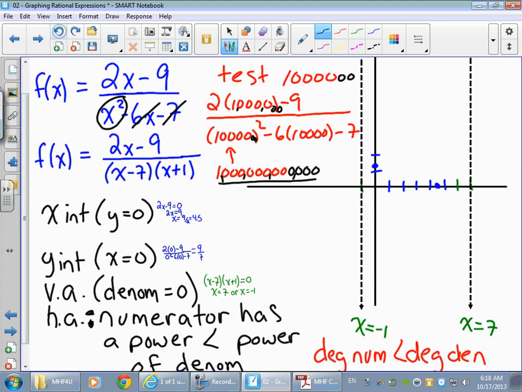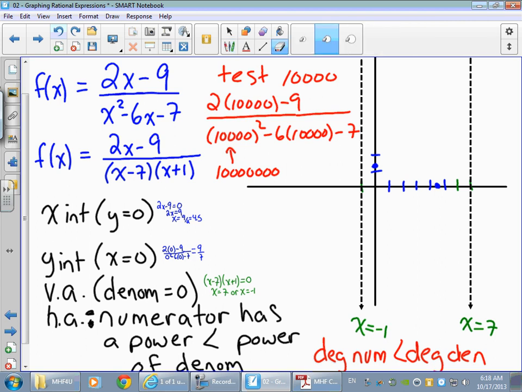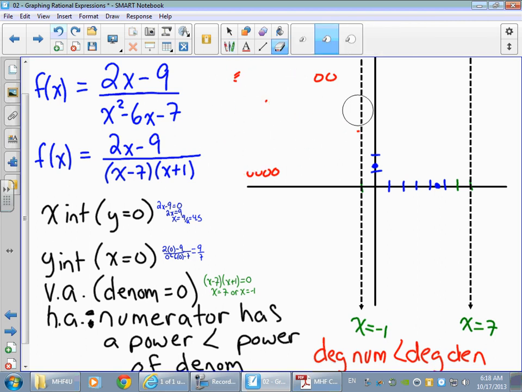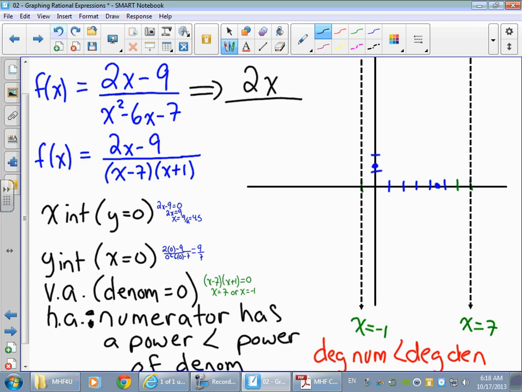So I'm going to back this up a little bit, get rid of some of this mess. So essentially, without having to necessarily write that out, I can look at my expression and say, on top, the significant term is the 2x. In the denominator, the significant term is the x squared. As the numbers get really big, the 9 specifically is absolutely irrelevant, and then the 6x and the minus 7 also become irrelevant. Well, 2x over x squared is essentially the same thing as 2 over x for our purposes.